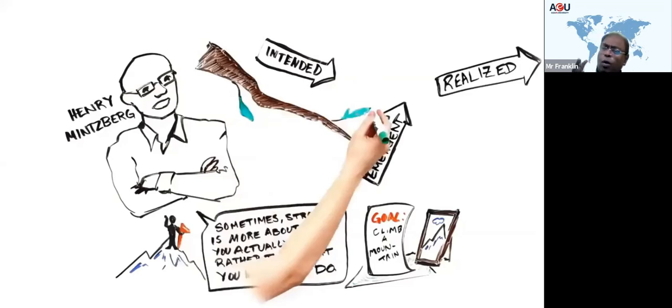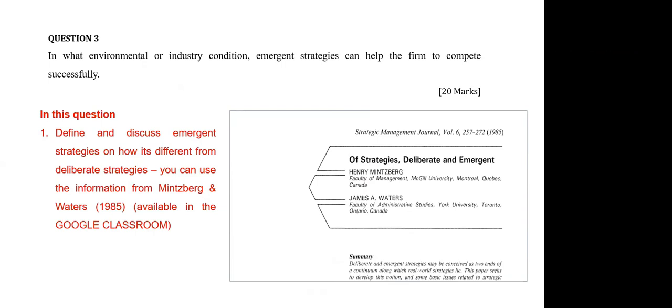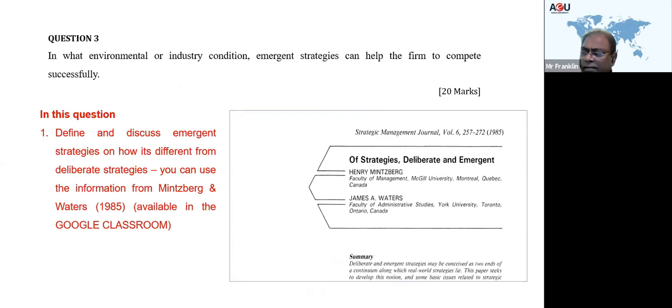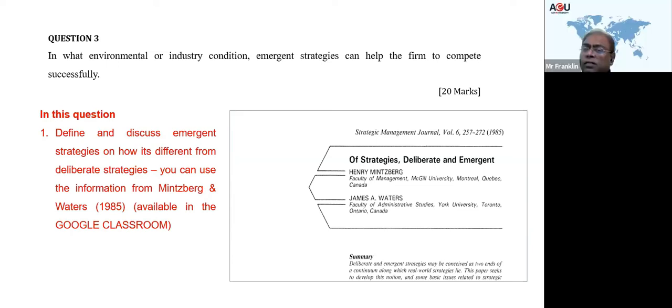Now, my question: in what type of situation will emergent strategies play a role? If you look at the question, in what environment can emergent strategies help the firm to compete? That's the actual question. In what kind of environment do you think? Can we say because of this pandemic? Yeah, pandemic. You're right, the pandemic is one. But in general, what kind of situation? Increasing competitors in the same industry? Okay, increased competitors is one.